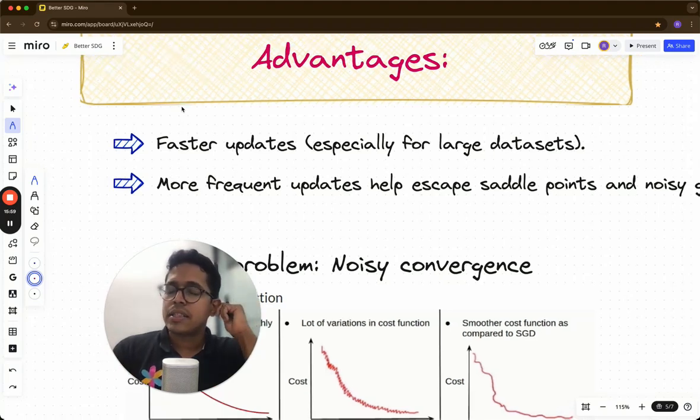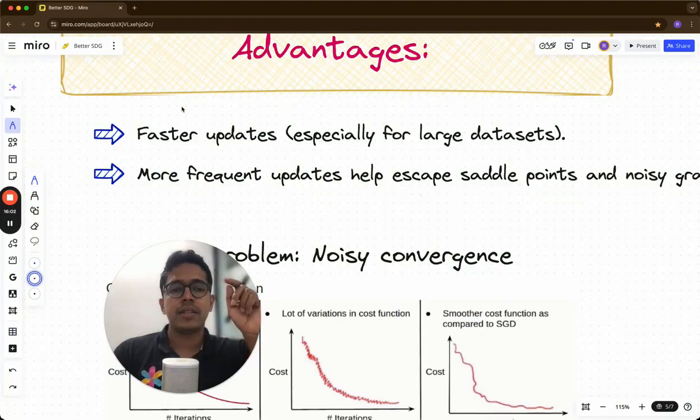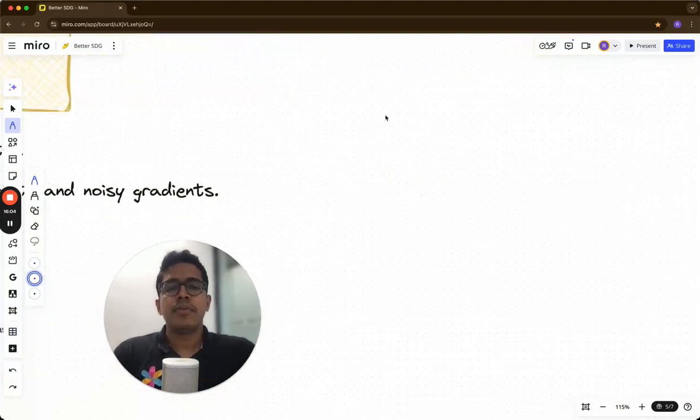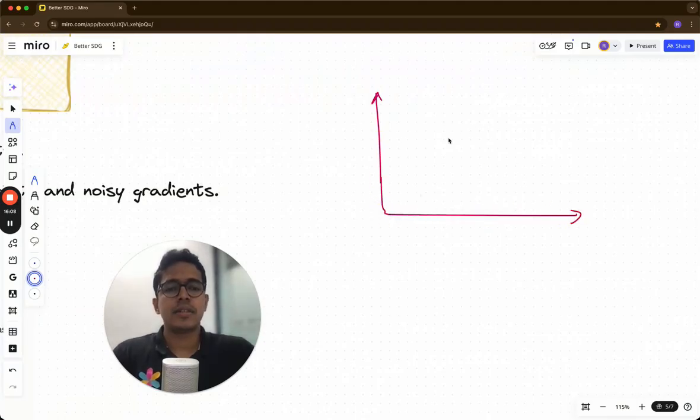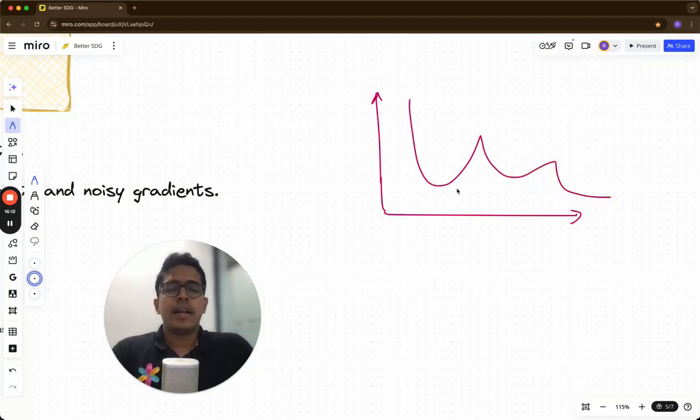And one more thing is, when there are frequent updates, imagine your loss function is something like this. Now in a vanilla gradient descent, if you start from here, you will come here, here, here, and maybe you will settle here. Whereas the global minimum might be somewhere here.